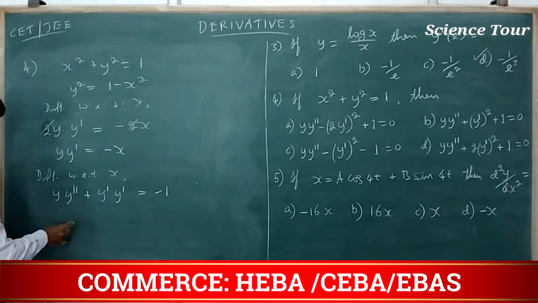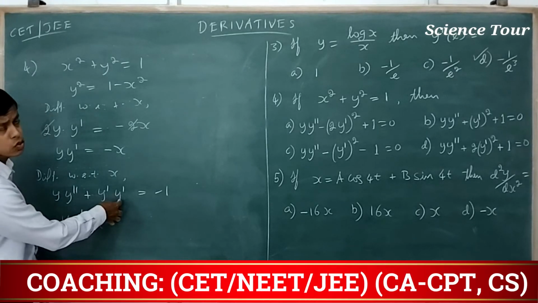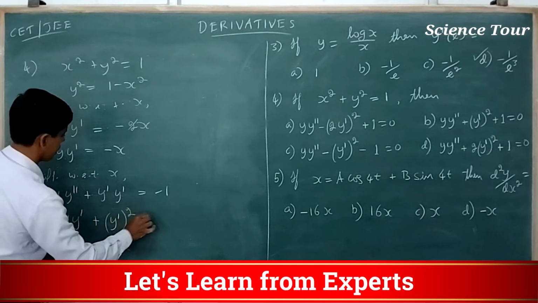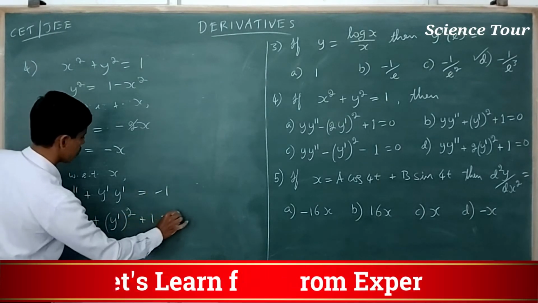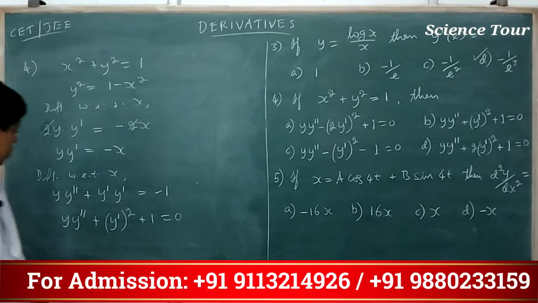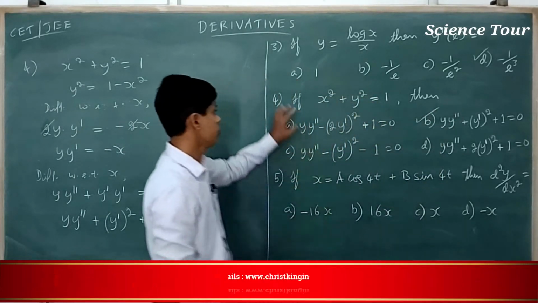So what is the answer? You have y into y double dash plus y dash, this is y dash two times, so y dash square, and minus 1 becomes plus 1, that's equal to 0. So y y double dash plus y dash square plus 1 is equal to 0 is option B, and that's the answer for the fourth question.